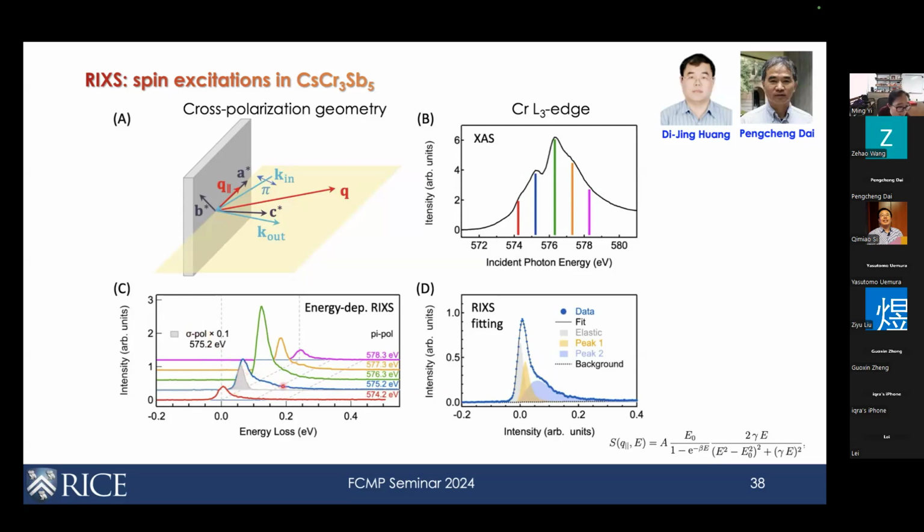So they can extract that component, which is shown here, and fit this with this damped harmonic oscillator model. This is the elastic peak with a known instrumentation resolution. And then beyond here, there are 2 features they can fit. This is basically how they can extract these spin excitations from the chromium L edge.